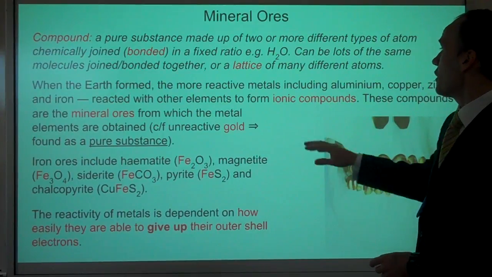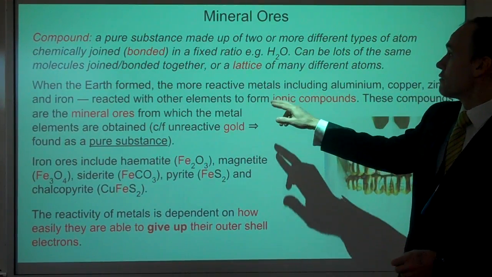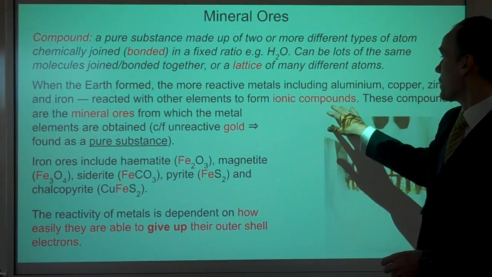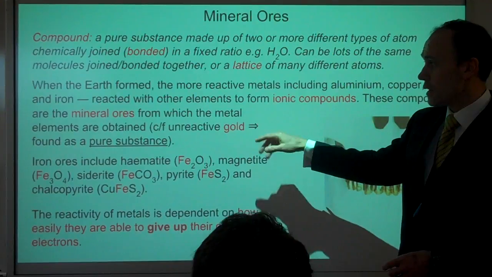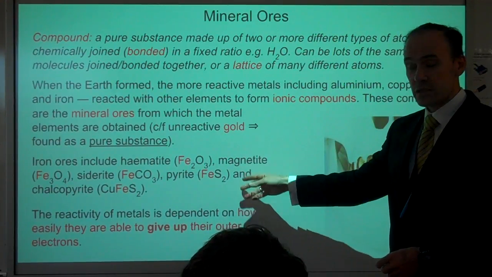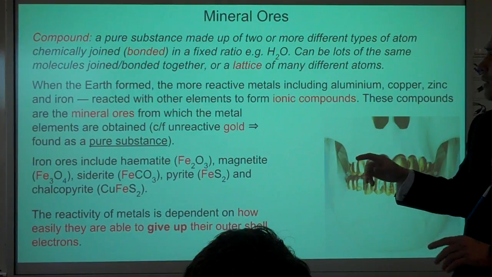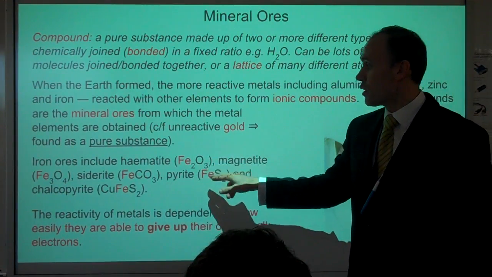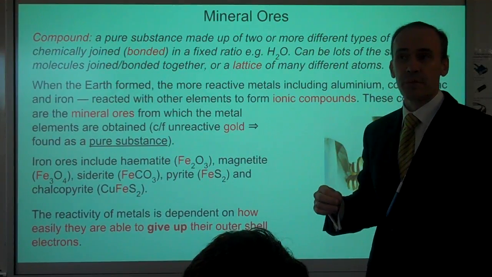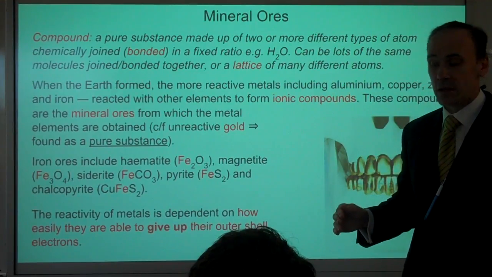So when the earth formed, the more reactive metals, including aluminum, copper, zinc and iron, reacted with other elements to form ionic compounds. And these are ores, so it's an ionic bond. Iron ores include these examples here. You don't need to memorise iron ores. The key point to take away from this is the more reactive metals will only be found as an ore in nature. You'll never find them just sitting as a pure element.